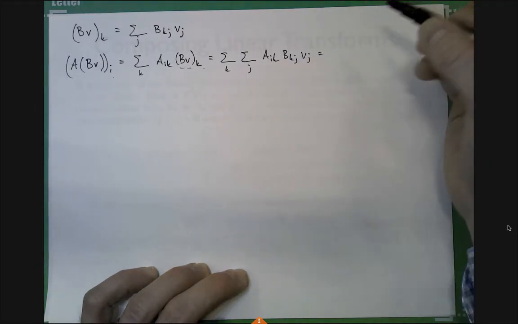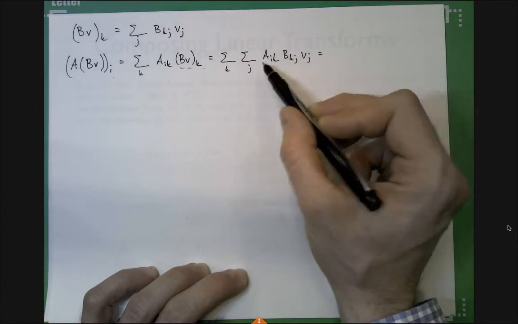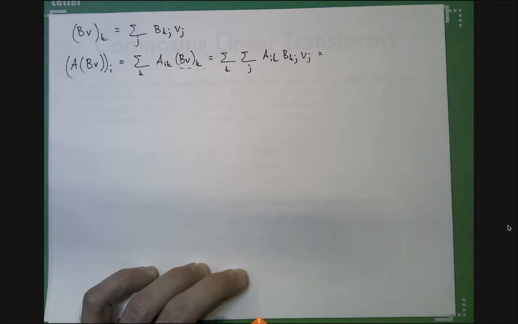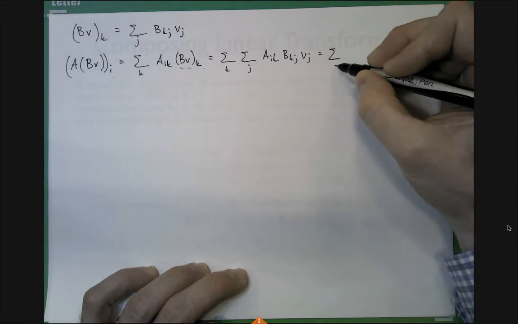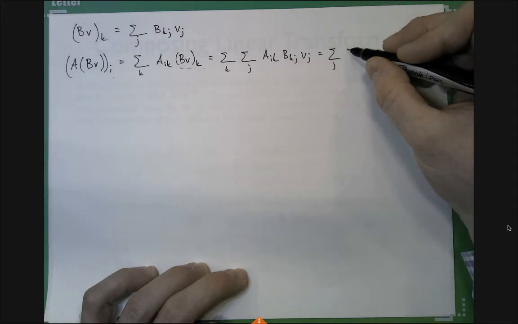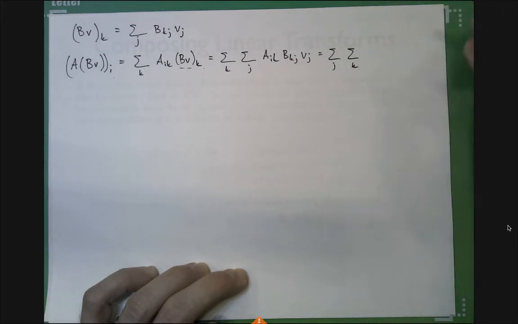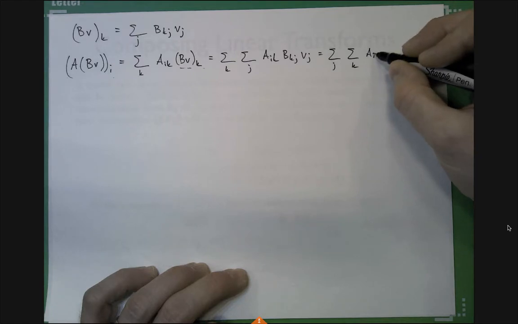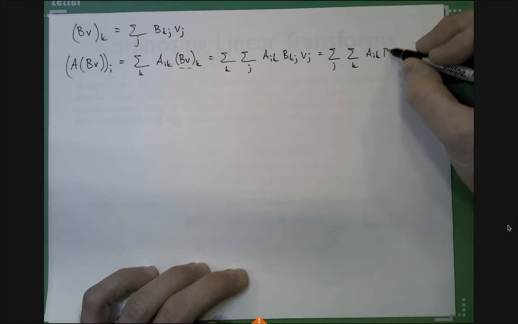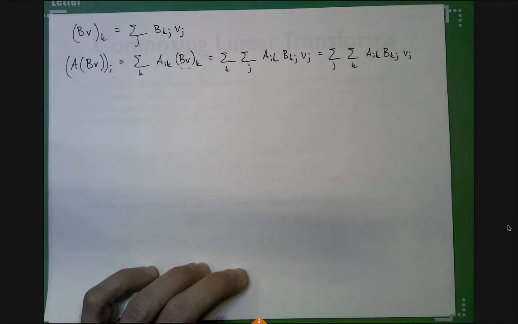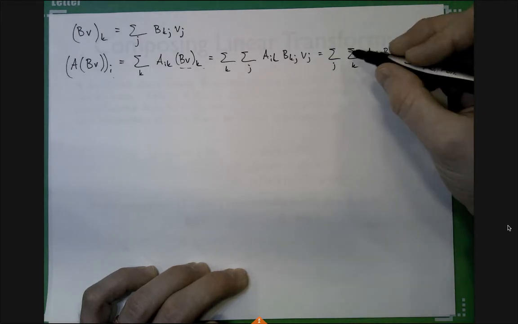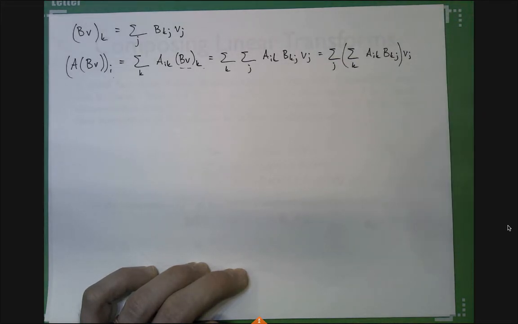Now the interesting thing is, because this is really just a sum of products of real numbers, I can reshuffle it arbitrarily. Everything is distributive and commutative. So what I can do is switch the sums. I can first sum over j and then sum over k. And this I will leave as it is: A_ik, B_kj. And the V_j certainly stays there. Okay. And again, I won't change anything if I stick in brackets here.